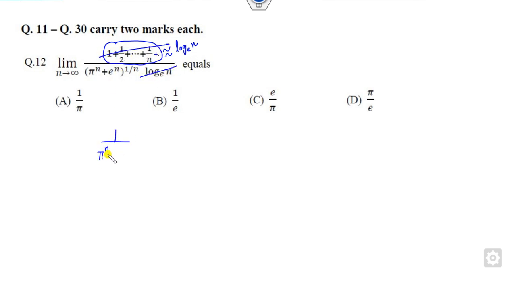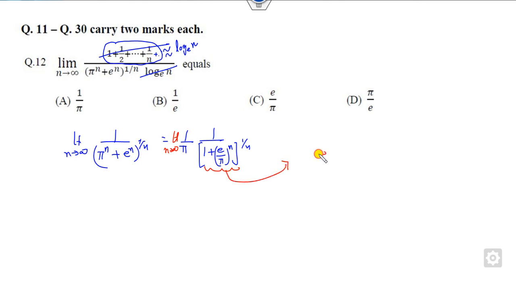This is 1 upon pi^n plus e^n. Now I can take 1 upon pi^n common, so it is 1 plus (e upon pi) raised to the power n. Now you have to take the limit as n approaches infinity. Here 1 by pi is a constant. How can you find the limit of this part? That's again very simple. I can write this as e raised to the log of this one. Now 1 by n can be taken outside, so it will be 1 over n times log of 1 plus (e upon pi)^n.